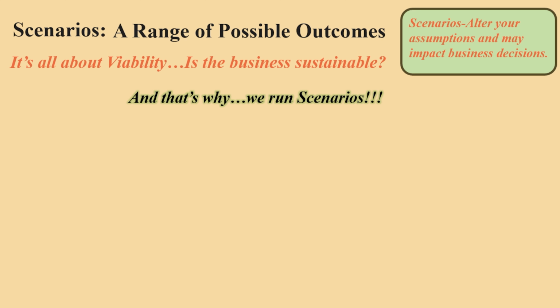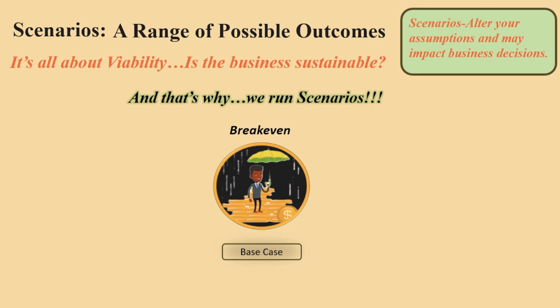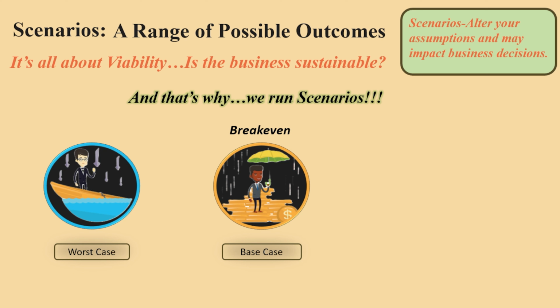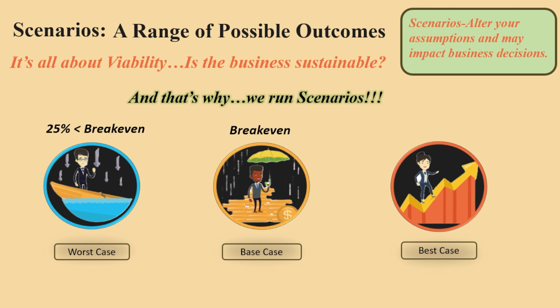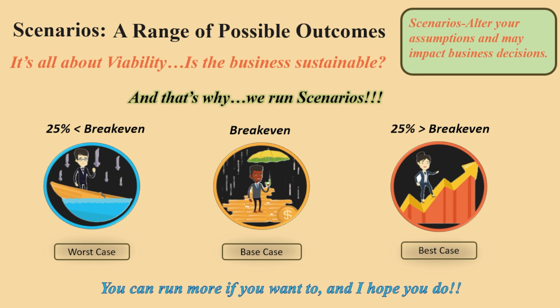I recommend at least 3 cases. A break-even case, using your personal budget as the target. A worst-case scenario, at least 25% less than break-even, and a best-case scenario, at least 25% more than your break-even case. You can run more if you want to, and I certainly hope that you do.